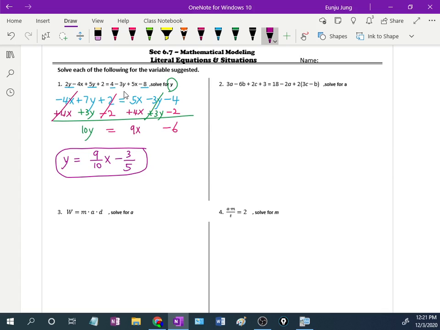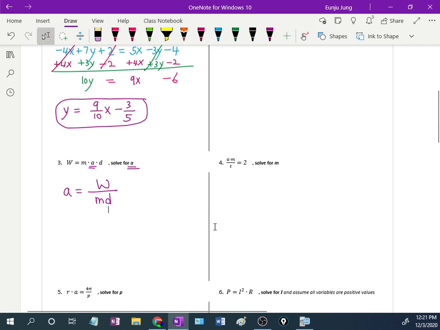So this time, let's create a formula for A. So A is right there. I need to get rid of M and D from both sides, right? So how do we get rid of M and D from multiplication? I need to divide everything, right? So we are using inverse operations to isolate A. So W, all divided by MD, that is going to be the new formula, okay? So think about inverse relation.